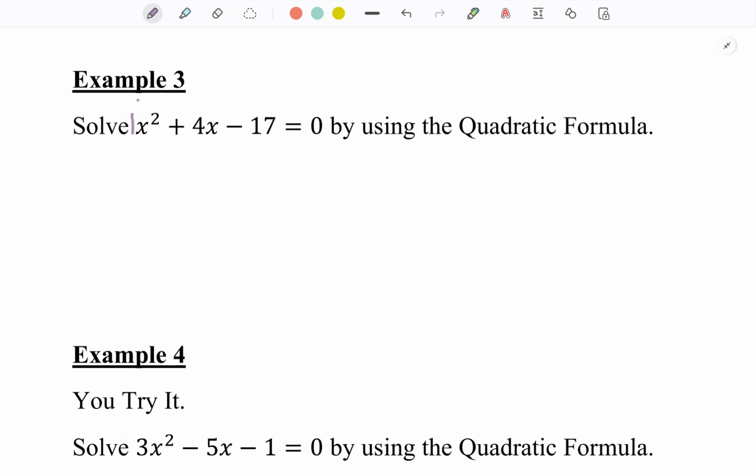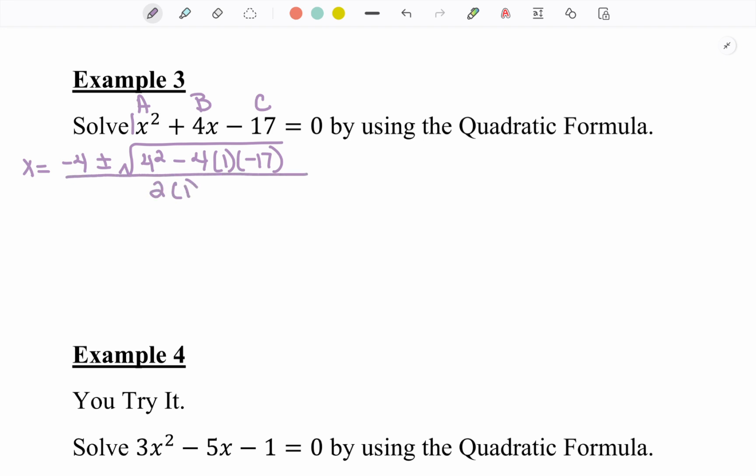So we technically have a 1 as A, B is 4, and C is negative 17. So we have negative 4 plus or minus the square root of 4 squared minus 4 times 1 times negative 17 all over 2 times 1. So that's just going to be 2. So we're going to go ahead and start simplifying.